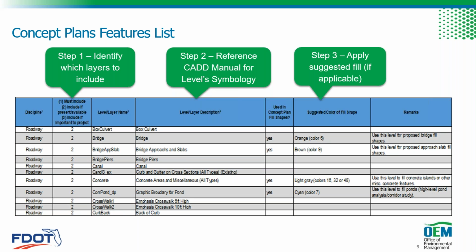In addition to the standard symbology in the FDOT CAD manual, the concept plans features list includes suggestions for the fill and color of certain elements to encourage graphic consistency and quality.